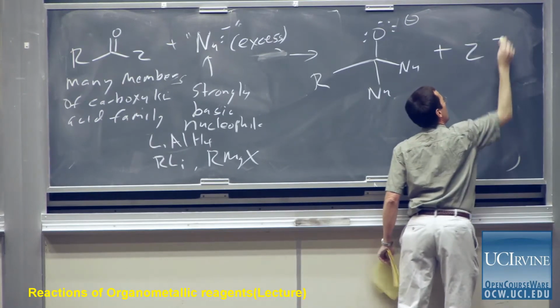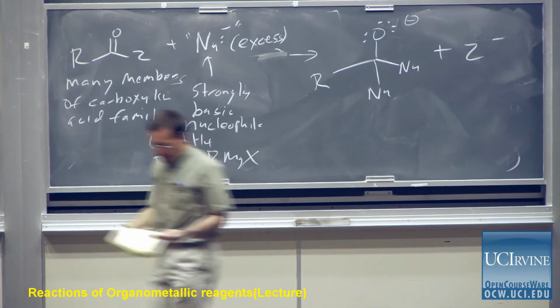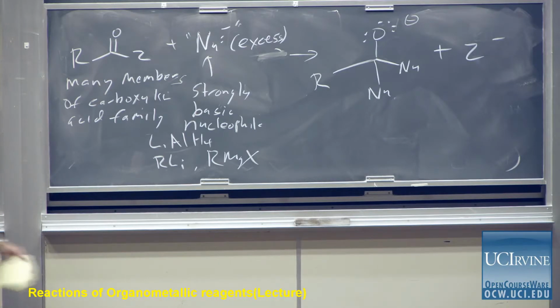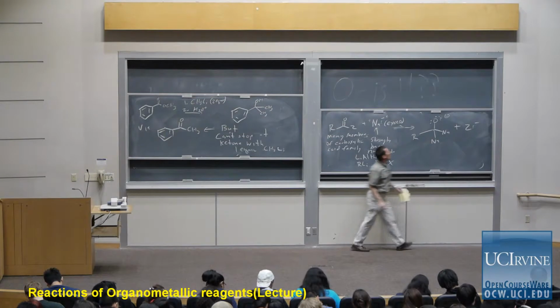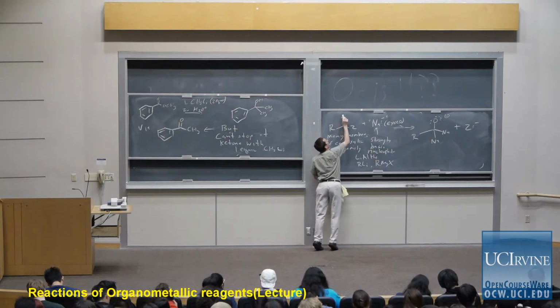Plus Z minus. So that would sort of be the biggest abstraction. And I guess I'll try to be good and keep my electrons in check. So I'll write a balanced lone pair.